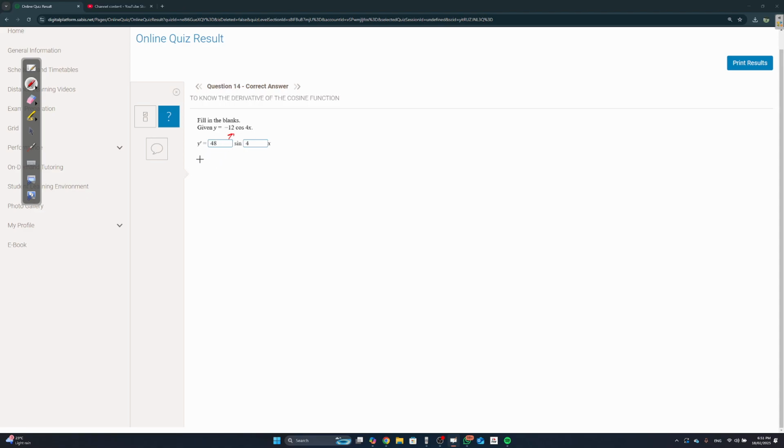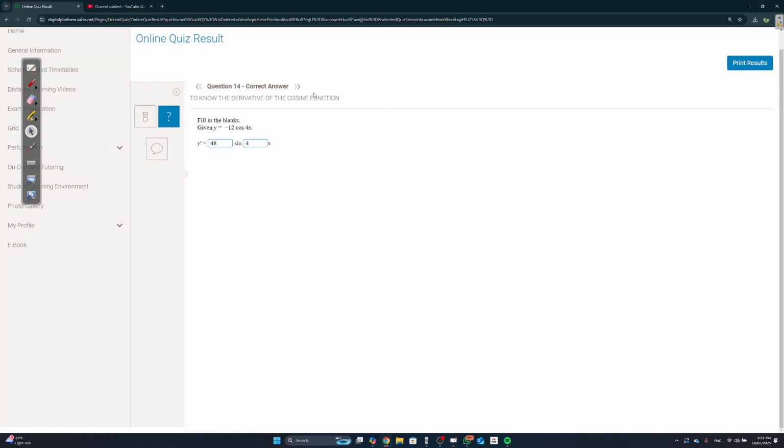Y is minus 12 cosine 4x. What's y prime? Again, constants, always take it to the side. Derivative of cosine is negative sine 4x. And remember, you can't forget that u, so times u prime, so times derivative of 4x, which is just 4. 4 times minus 12 times minus becomes positive, right? So it becomes 48 sine 4x.